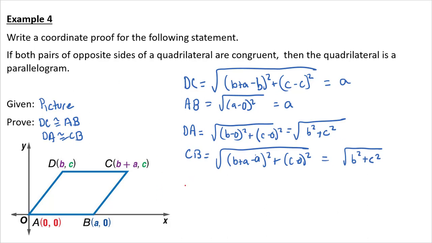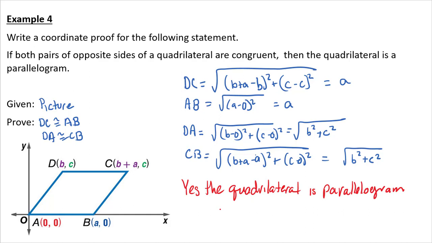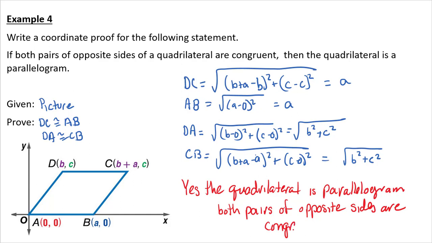Then you want to write a concluding statement. Yes, the quadrilateral is a parallelogram. Both pairs of opposite sides are congruent.